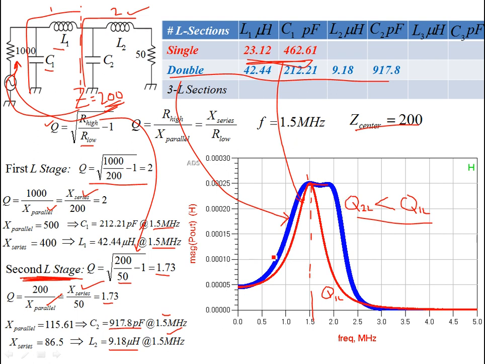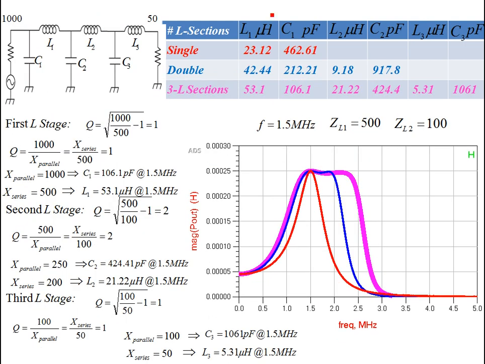But at the design frequency, the bandwidth of the match becomes wider. So the Q falls. As you're increasing the number of L sections, your Q, or the quality factor, is decreasing. So that's the story.